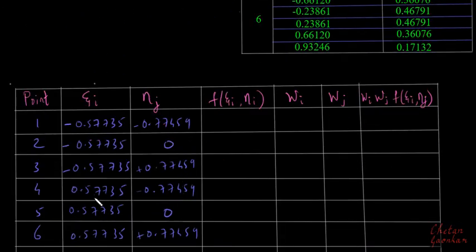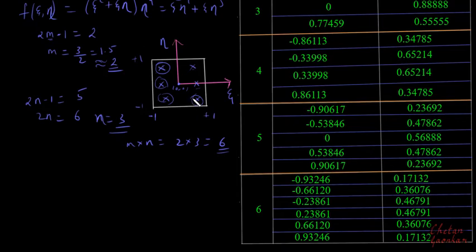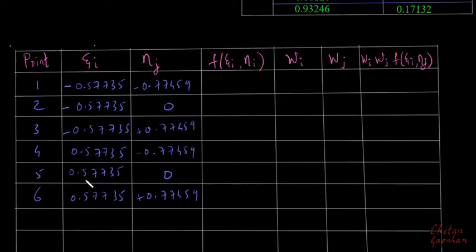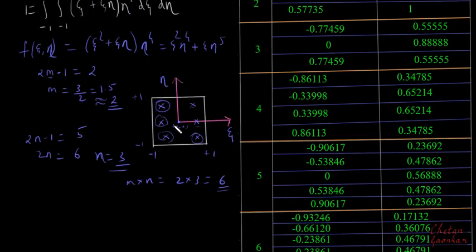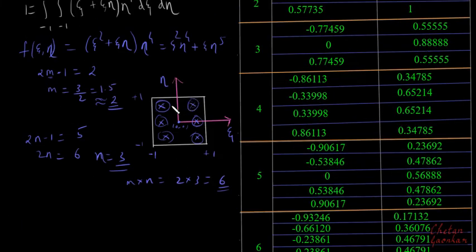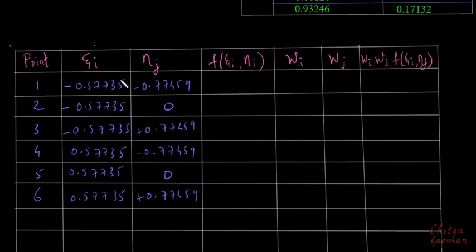Similarly, if I try to check plus 0.57735 and minus 0.77459, it is nothing but eta is minus, xi is plus. That means it is this point, that is eta is plus, xi is minus. Similarly, if I look at this, xi is plus, whereas eta is 0. That means it is this point. And then this, where both are plus, it is nothing but this point. So I have taken care of all these 6 points with these combinations. This is how I'm supposed to write this.